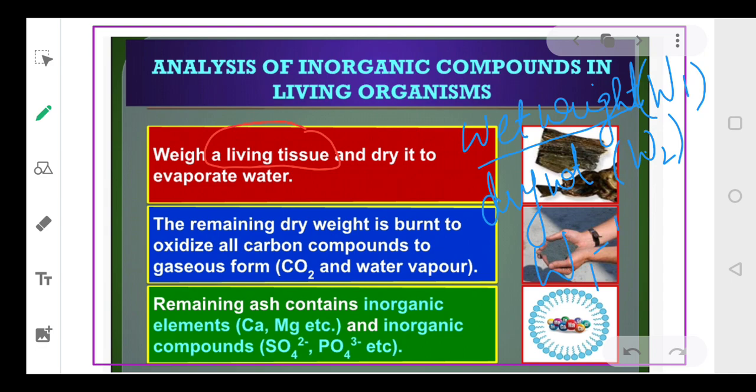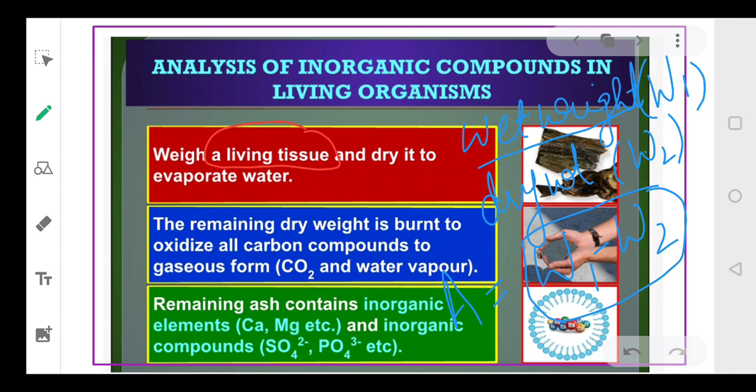W1 minus W2. Agar hum dono weight ko subtract kar de, if we subtract the dry weight from the wet weight, we will easily obtain the amount of water that has evaporated. Hame aasani se wo amount mil jayegi, jitna pani us weight se evaporate hua hai.